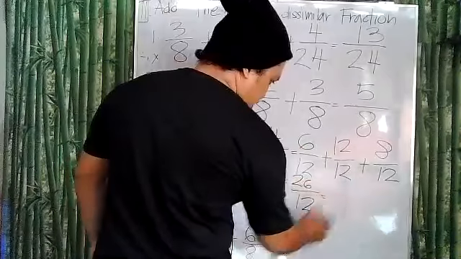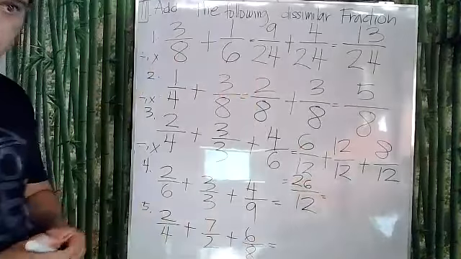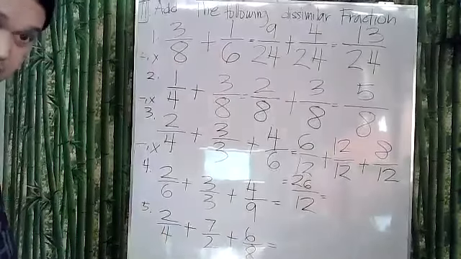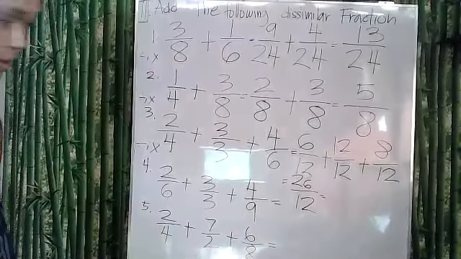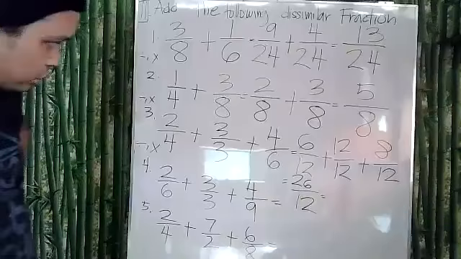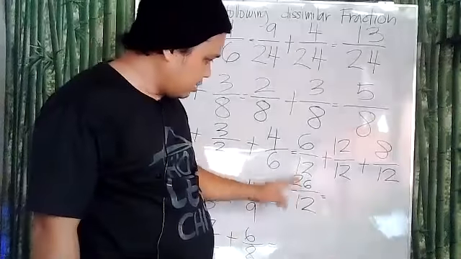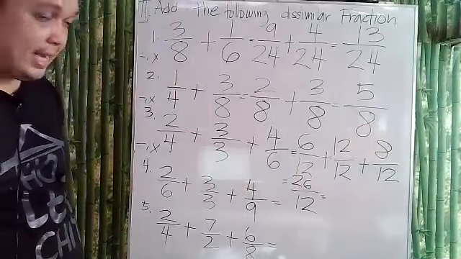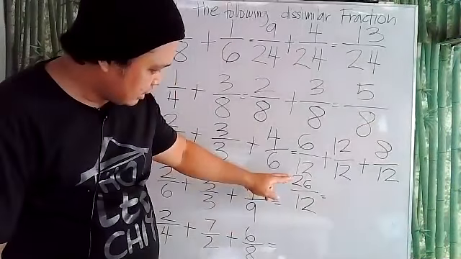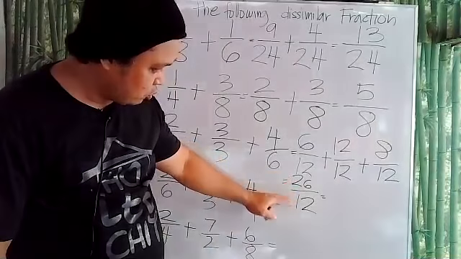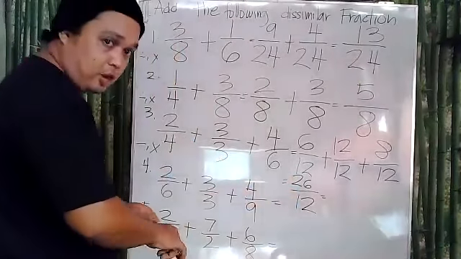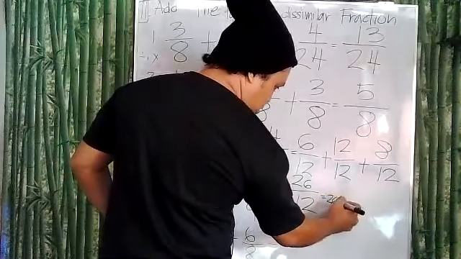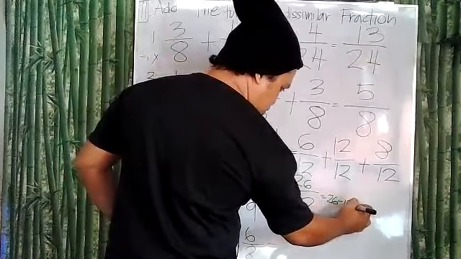Okay, now all fractions must be in their lowest terms or must be in proper form. Now our answer here is 26 over 12. Now this one is an improper fraction. Why? Because its numerator here is greater than its denominator. So we must change this to a mixed number. So what we need to do is divide 26 by 12.